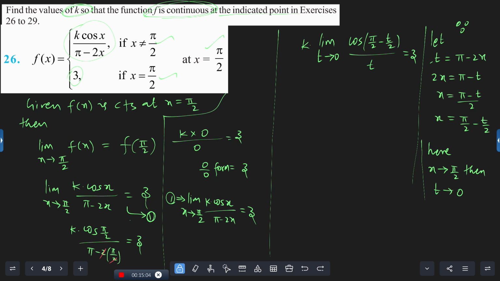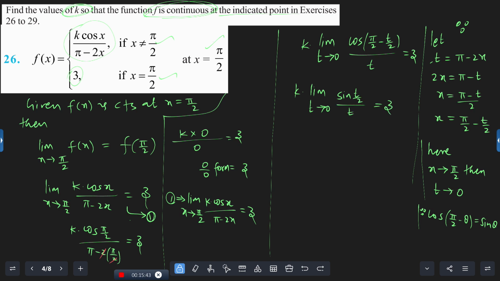And now, what about this? Cos of 90 minus theta, what is cos of 90 minus theta? Sin theta. You people studied this in 11th. So instead of theta, we have t by 2 here. So cos of 90 minus theta becomes sin theta, so sin of t by 2, whole divided by t, which is equal to 3.